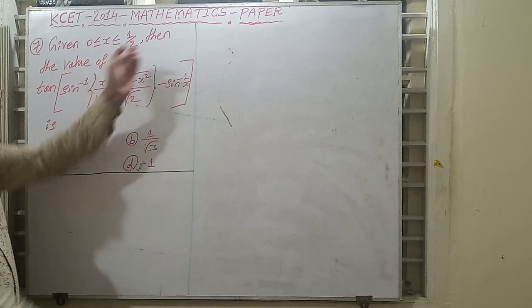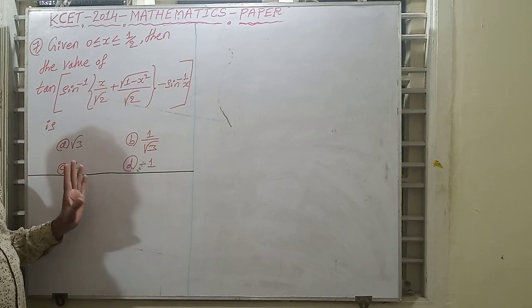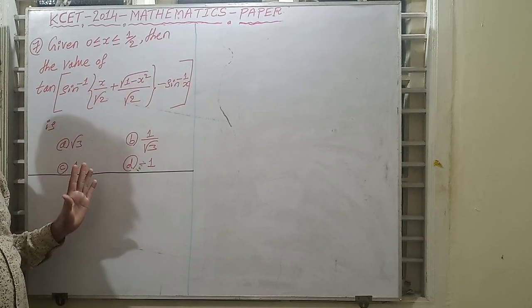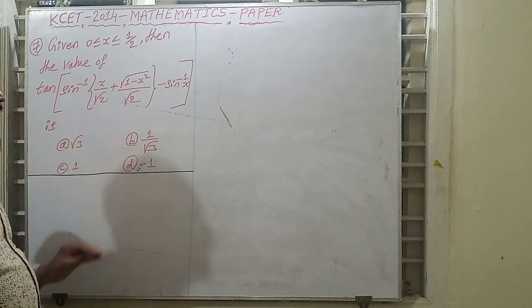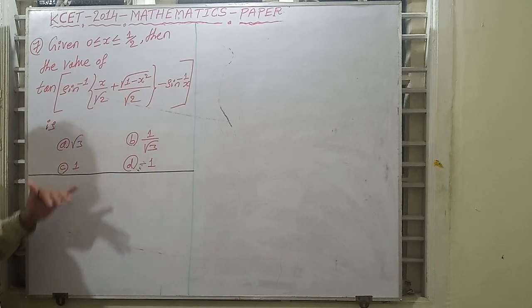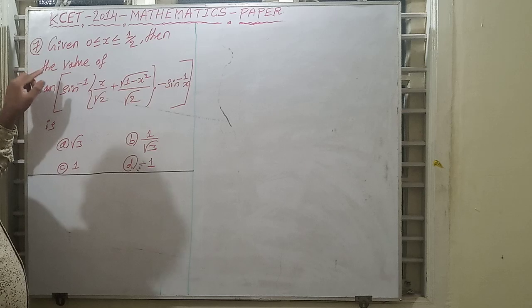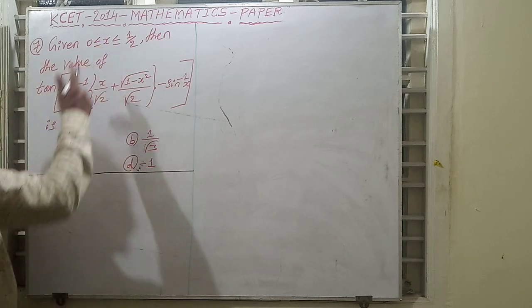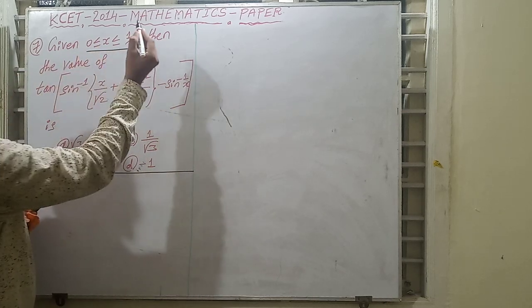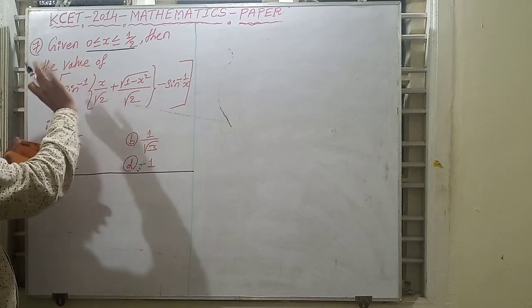So now let us move on to the second question. Moderate question, a very tricky question. Usually KCT does not ask this type of question, and if asked, it can be done very easily. So here given x is greater than or equal to 0 and less than or equal to 1/2. The x value must vary within this.